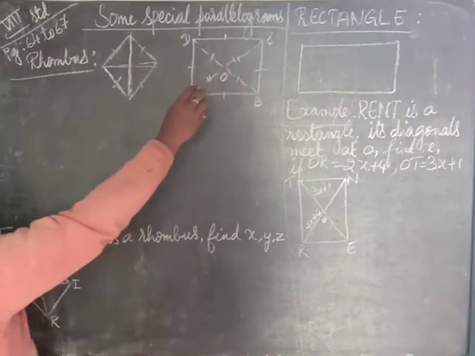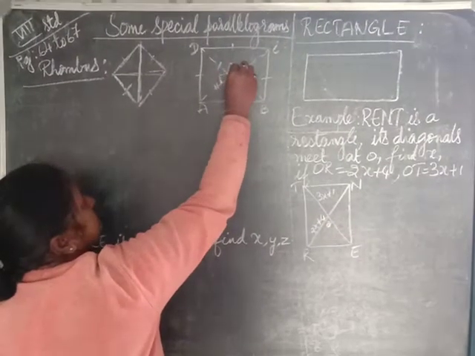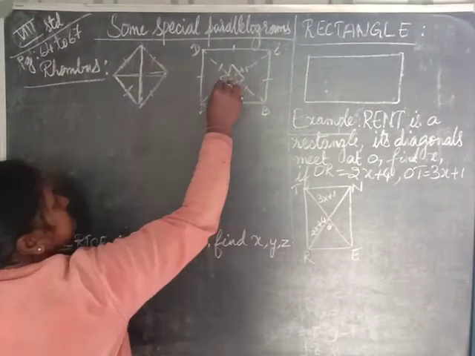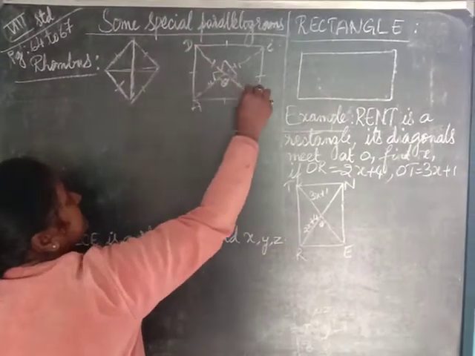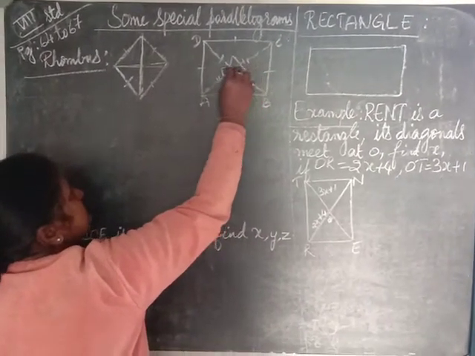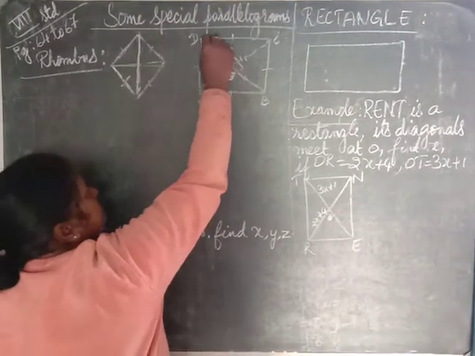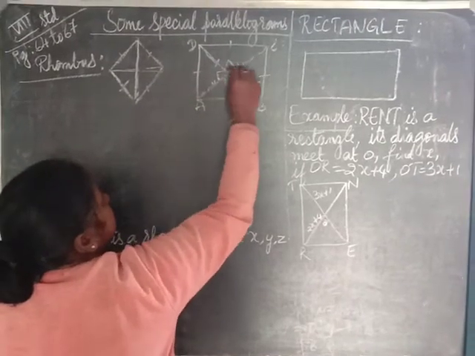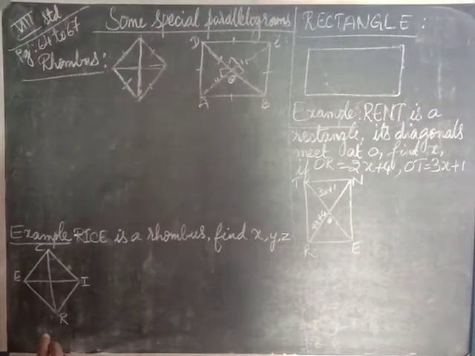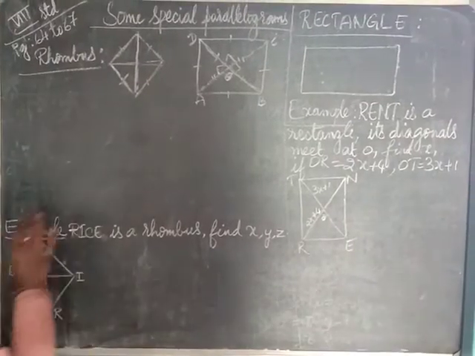Then, where the diagonals intersect, each angle measures 90 degrees, because they are bisecting each other. How does each angle measure 90 degrees? Let us see in the explanation here.